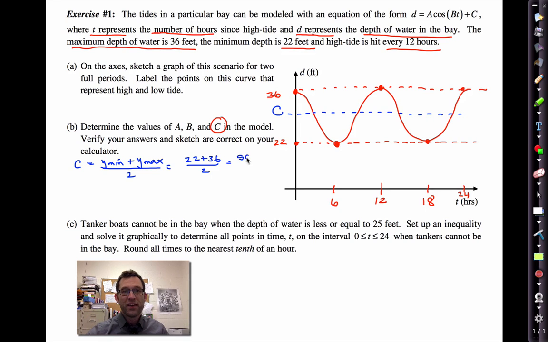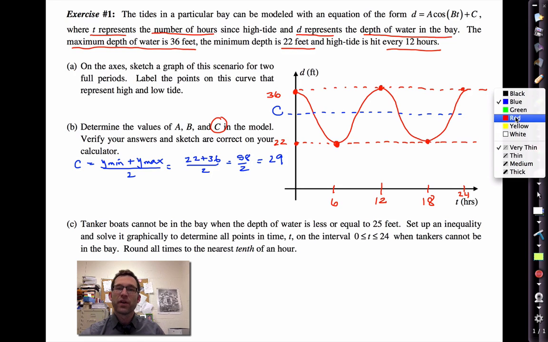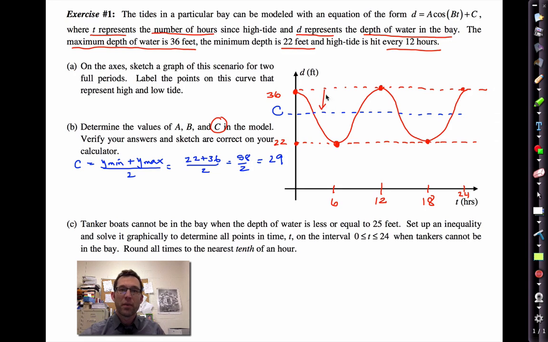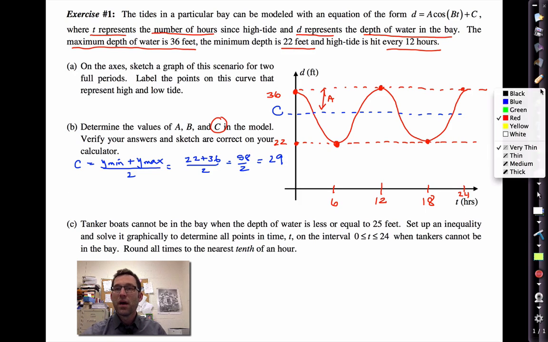That's 58 divided by 2, and if I've done all my math correct, that means C is 29, and it is. Now, I typically do the amplitude next, or at least I figure out the value of A. There's lots of different ways to figure out what A is.